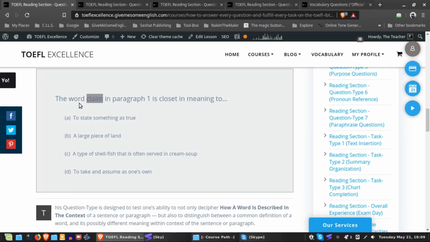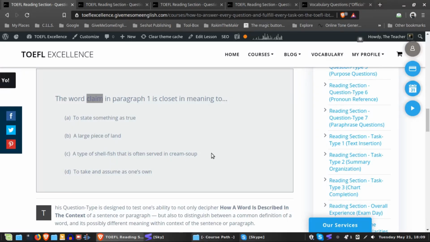Now, a lot of times, you might actually know the meaning of the word. Okay, so here we say the word claim. Well, maybe you already know what the word claim is. To state something as true. Okay, that's true. That's a true answer. A large piece of land. Well, that's also a definition of the word claim. A type of shellfish that is often served in cream soup.